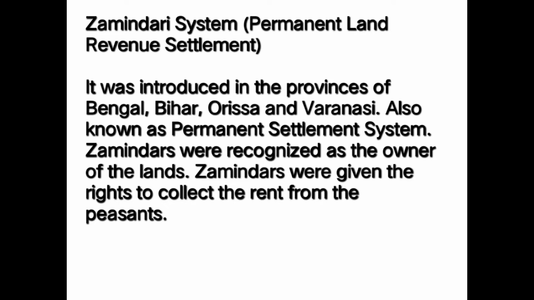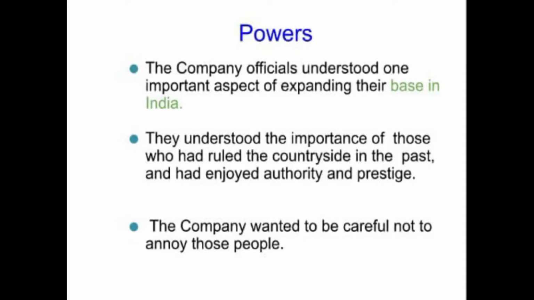Zameen is the land, Dari is the holding. It was introduced in the provinces of Bengal, Bihar, Orissa and Varanasi, and is also known as the permanent settlement system, because once and for all the tax to be paid was fixed. Zamindars were recognized as the owners of the lands and were given the right to collect rent from the peasants.